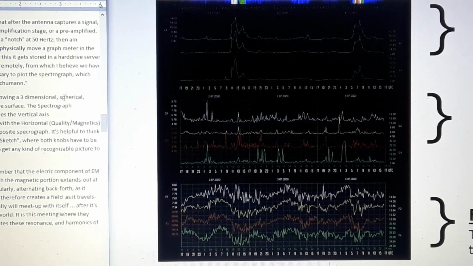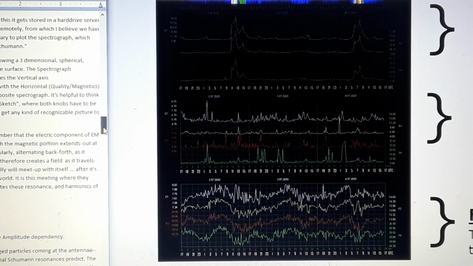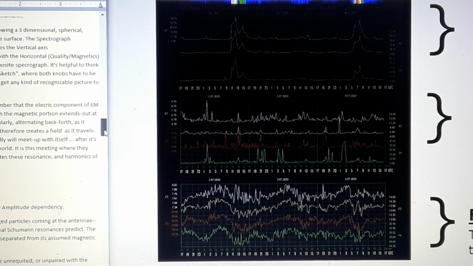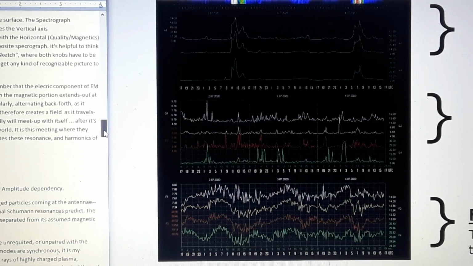The spectrograph shows a three-dimensional spherical construction on a plane surface. The spectrograph composites, or combines, the vertical axis, the amplitude and the electric, with the horizontal, which is the quality, the magnetic, when it plots the spectrograph.